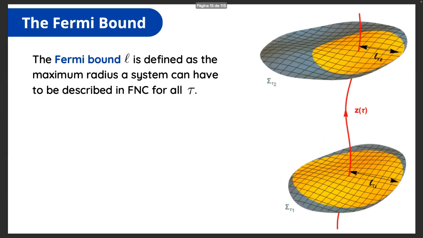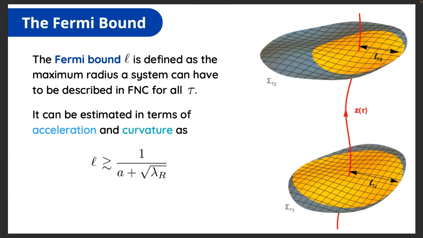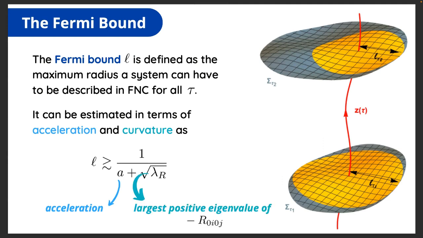And because of this, everything that we're going to talk about here will be restricted to a region where the Fermi normal coordinates are defined. This Fermi bound L here is effectively the maximum radius that a system can have in order to be described in Fermi normal coordinates, okay? And you can actually estimate this Fermi bound L in terms of the acceleration of the trajectory. So this is the norm of the proper acceleration, and in terms of the induced curvature in the surfaces. Okay, so basically you can estimate this L from below. Now, this is what we're going to need about Fermi normal coordinates.